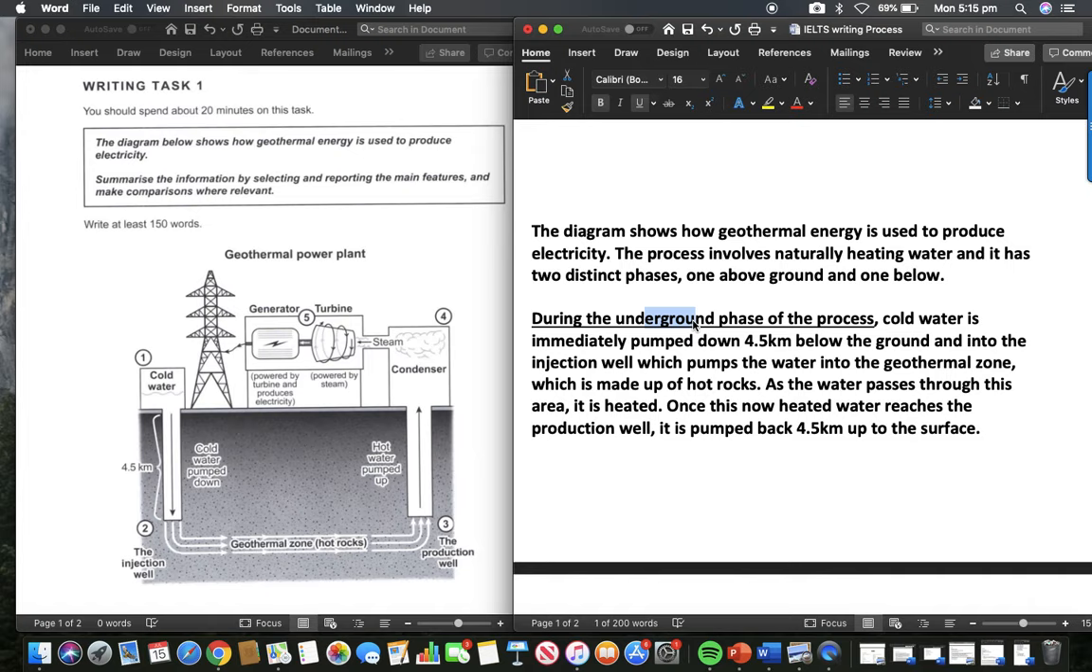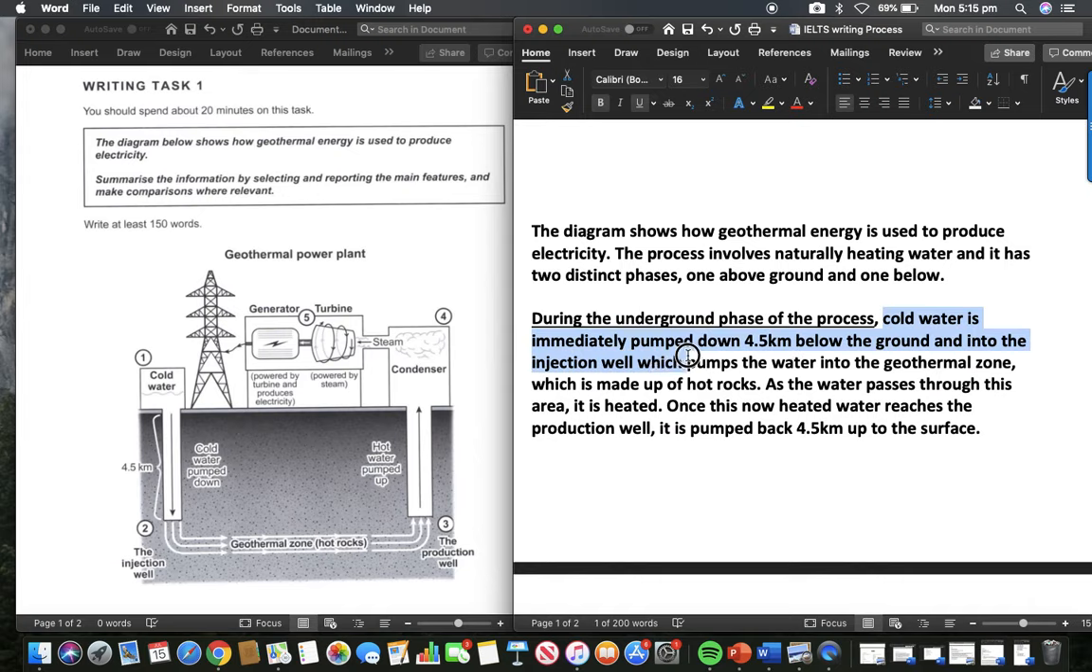I think there's another one with a cocoon on a butterfly. So, you might say during the cocoon phase. So this is how I've introduced it. And this also tells me that the whole paragraph is going to be about underground.